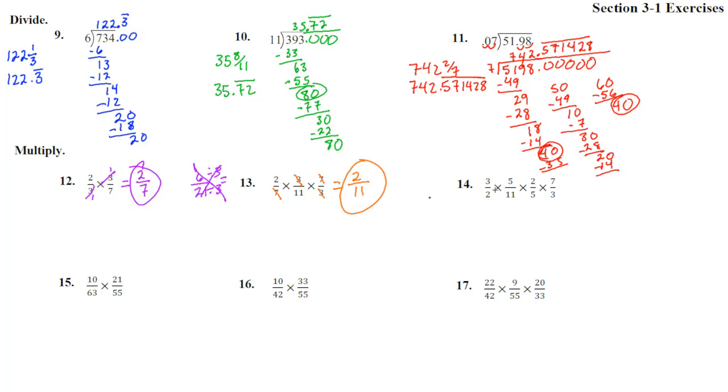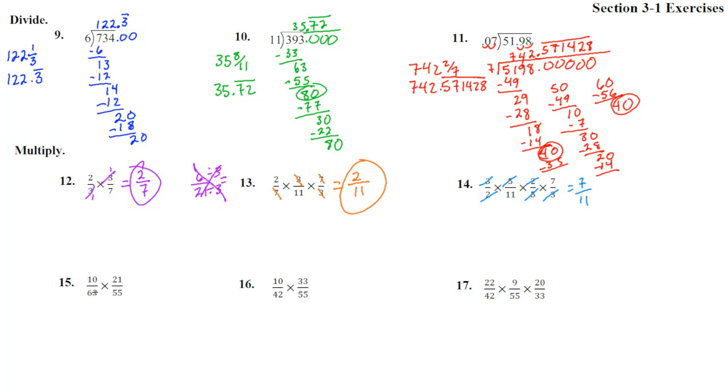All right, number 14. Ooh, see what we can cancel there. It looks like there's a 3 and a 5 and a 2. So that gives us 7/11. Oh, I like it. Okay, next one.